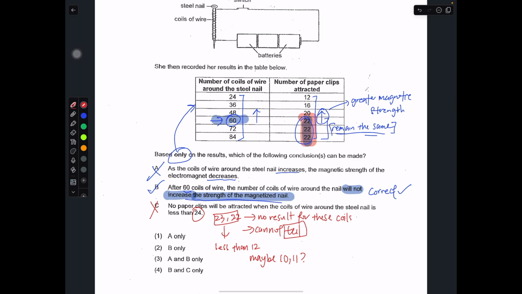So this is a case where it is not possible to tell because you did not test. So the only conclusion that you can make is B, which is number 2.